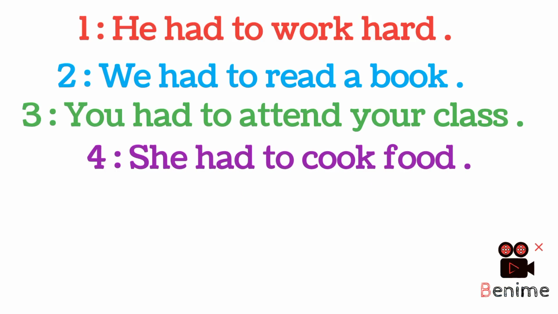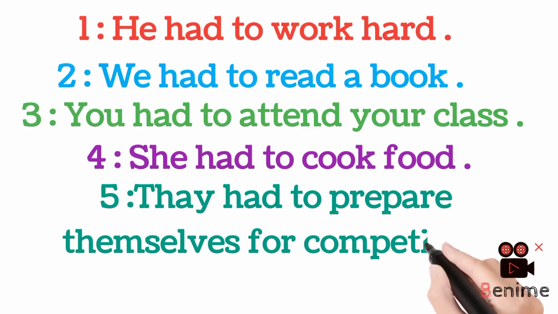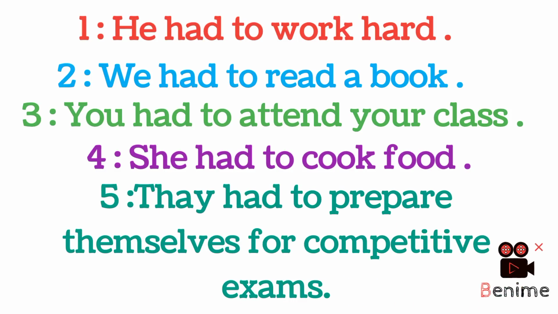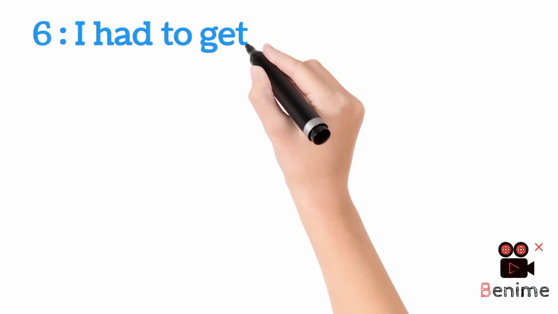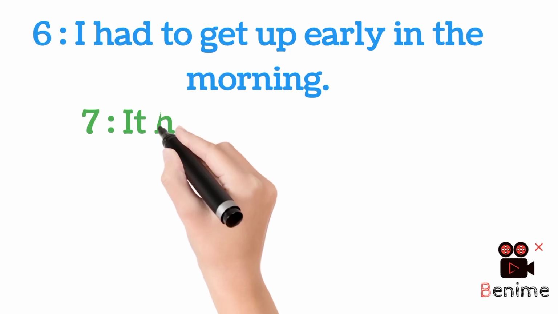Look at the fourth one. She had to cook food. It means she had an obligation to cook food in the past. Look at the fifth one. They had to prepare themselves for competitive exams. It means they had an obligation in the past to prepare themselves for competitive exam. Now look at the sixth one. I had to get up early in the morning. It means I had an obligation in the past to get up early in the morning.